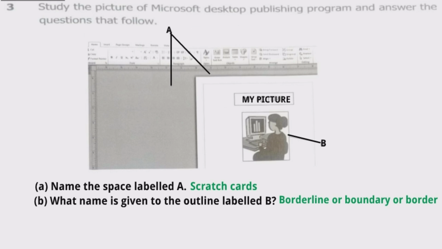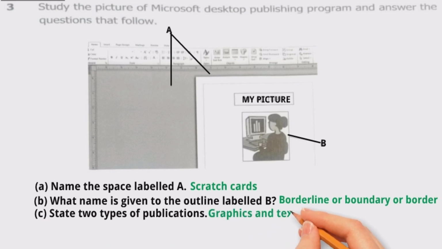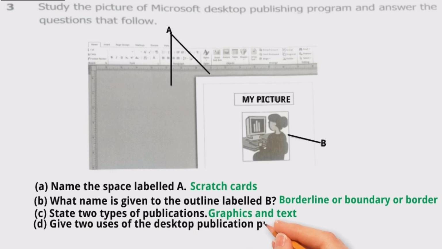We come to question 3C, which is state 2 types of publications. So we have the first one, which is graphics. Then the second one can also be text. So graphics or text. Okay, we come to question 3D. Question 3D is as follows. Give 2 uses of the desktop publication program.